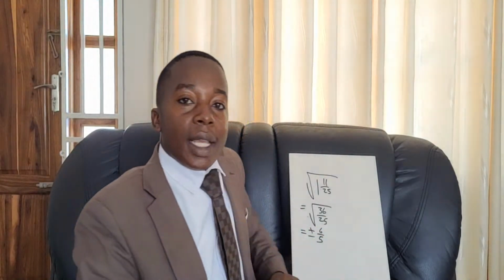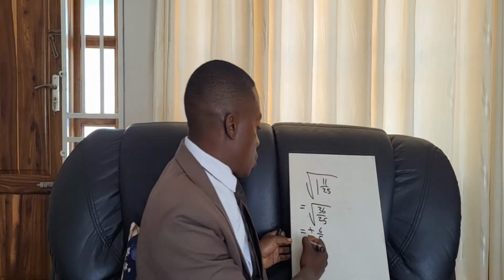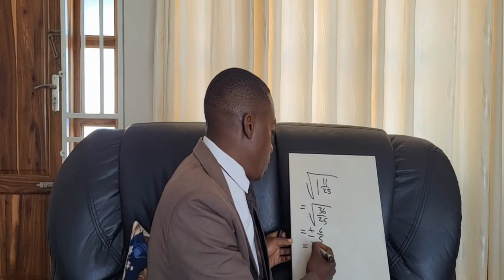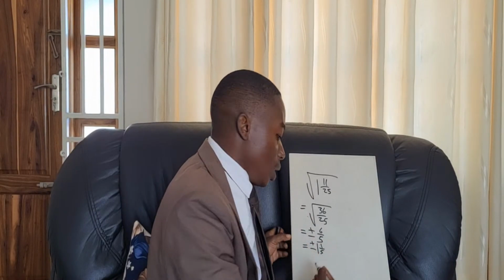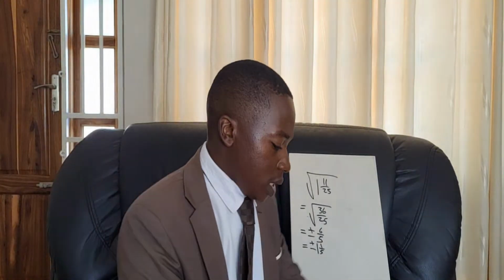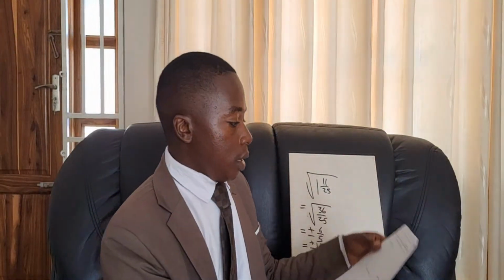But remember, ZIMSEC requires you to simplify as far as possible unless told otherwise. So your final answer here will be plus or minus 1 and 1 over 5. This will be your final answer. Remember, it's just 1 mark. Then next question, which is number 2.